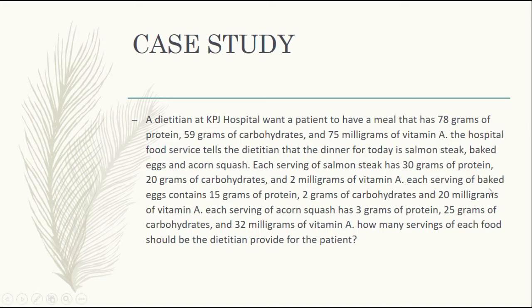Each serving of baked eggs contains 15 grams of protein, 2 grams of carbohydrates and 20 milligrams of vitamin A. Each serving of acorn squash has 3 grams of protein, 25 grams of carbohydrates and 32 milligrams of vitamin A. So, how many servings of each food should the dietitian provide for the patient?